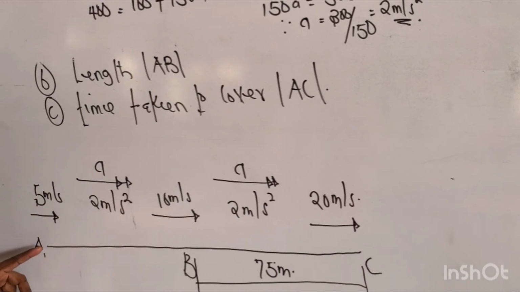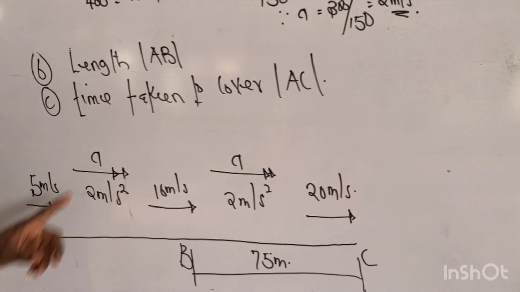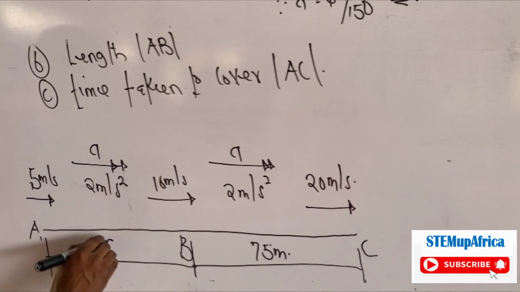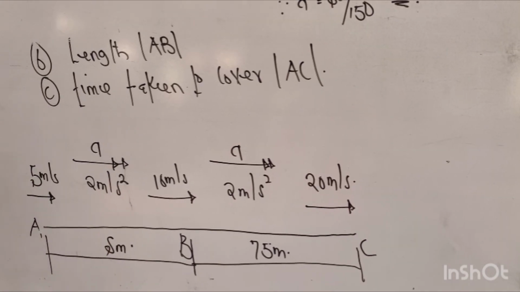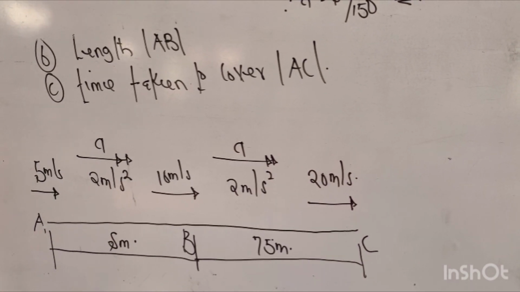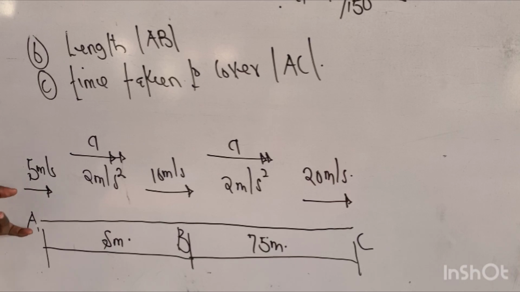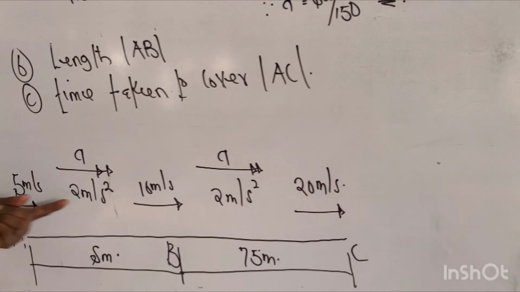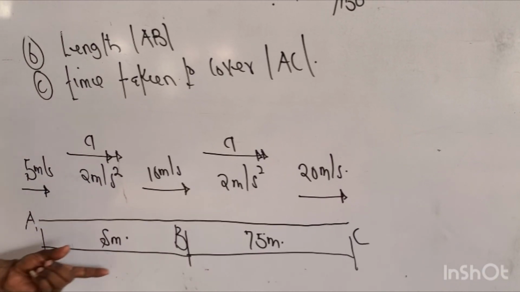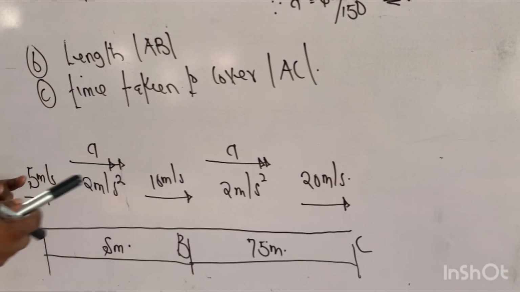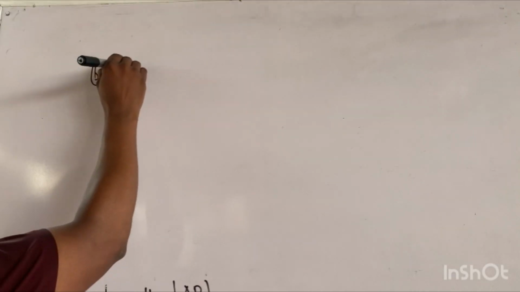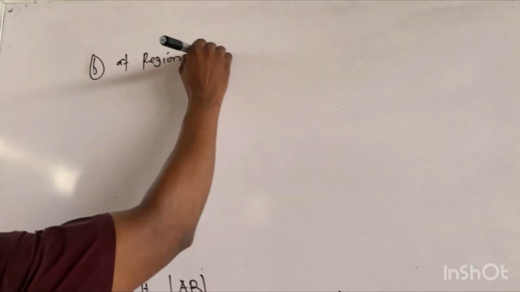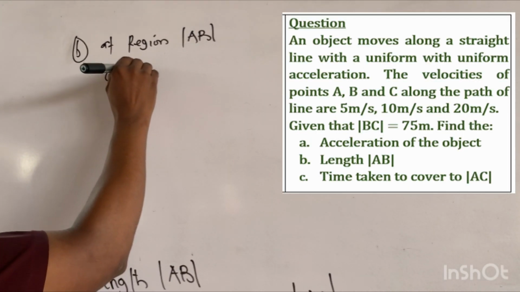Question B demands we find the length of AB, which is from here to here. Since we don't know the length of AB, let's call it x meters. From this region AB, at A is the initial velocity, at B is the final velocity. The acceleration between A and B is now 2 meters per second squared. The distance I don't know. With this data, we also satisfy the third equation of motion. At region AB, the initial velocity now is 5 meters per second.